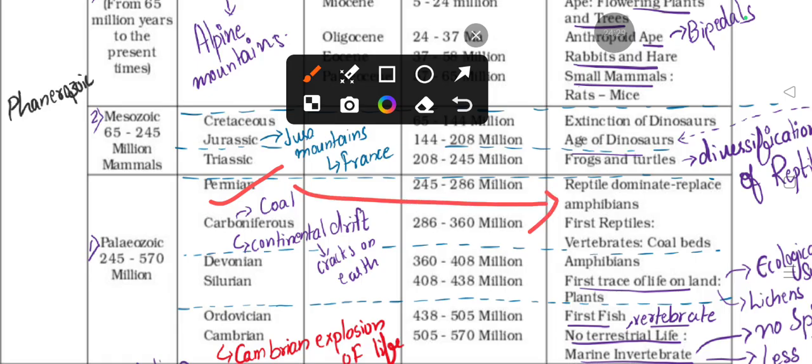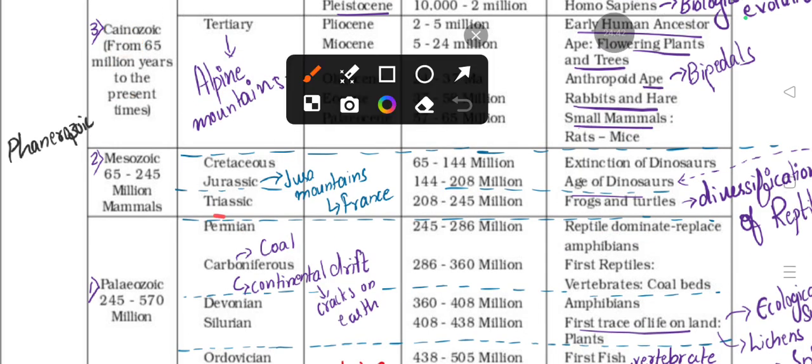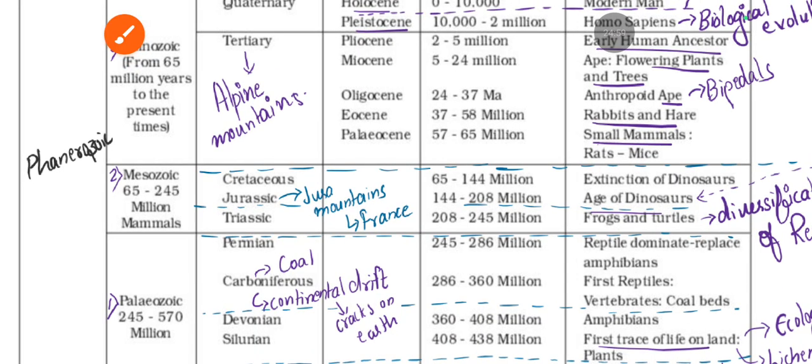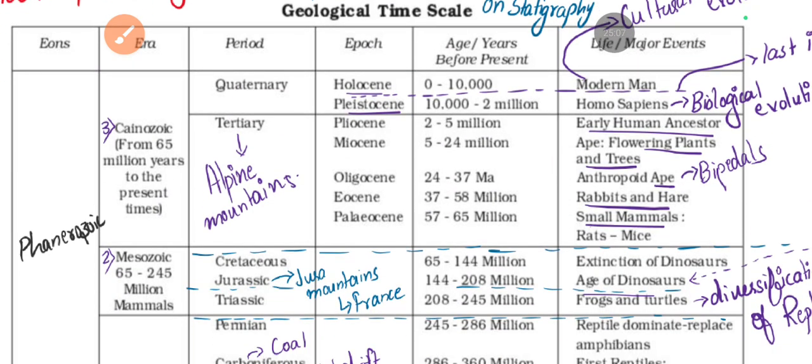Permian is a period in which reptiles started dominating. They slowly started dominating and replacing the amphibians. At the end of the Permian period, the third mass extinction took place. After the mass extinction, it is turtles, reptiles and frogs that survived. For example, frogs started dominating. So they survived even after the mass extinction. That is where we can see the dominance of frogs and turtles during the Mesozoic era.